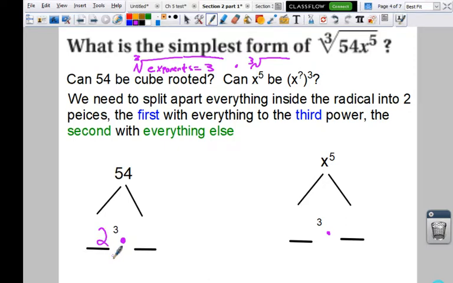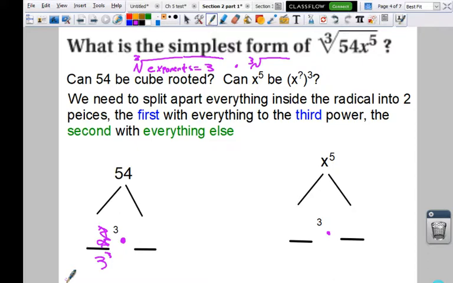What is 2 to the 3rd? 8, right? Can I do 8 times something and get 54? No, that doesn't work. So I'm going to try 3 this time. What's 3 to the 3rd? No, that's 3 times 3, not 3 to the 3rd. 3 to the 3rd is 27. Can I take 27 times something and get 54? 27 times 2 is 54, right?